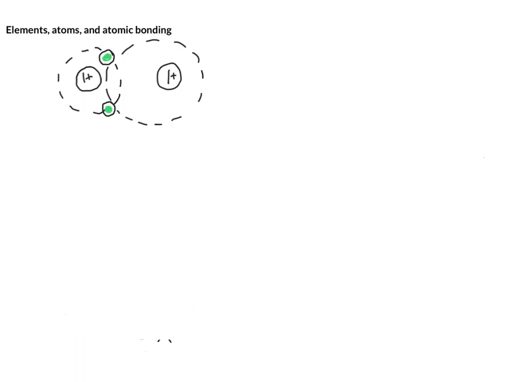This situation in which 2 atoms share a pair of electrons is called a covalent bond. So, covalent bond, definition: 2 atoms sharing electrons. This is a nice shorthand for electrons.